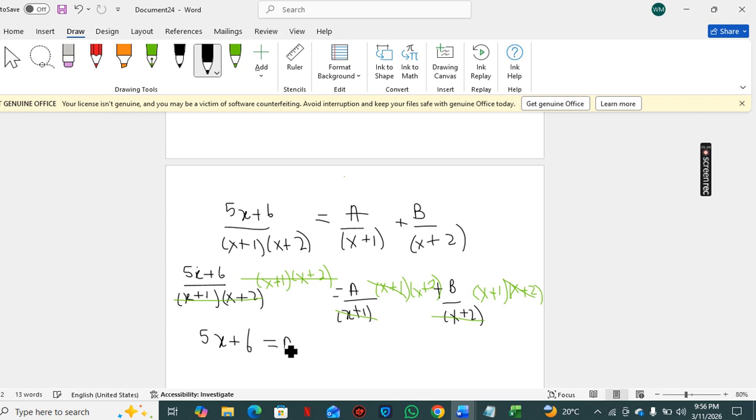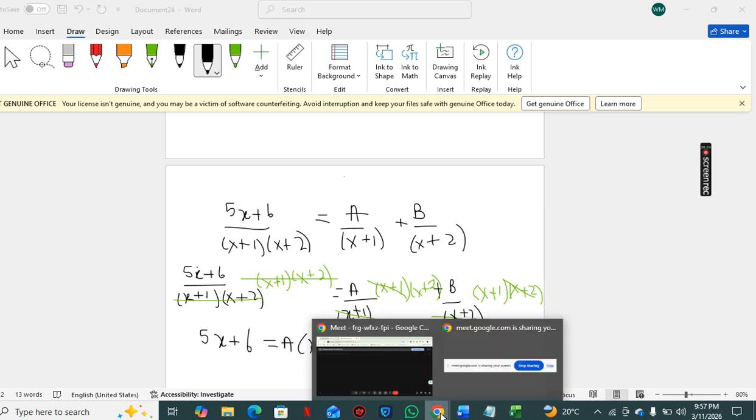equals A x plus 2 plus B x plus 1. Any questions? Are we okay with this part?